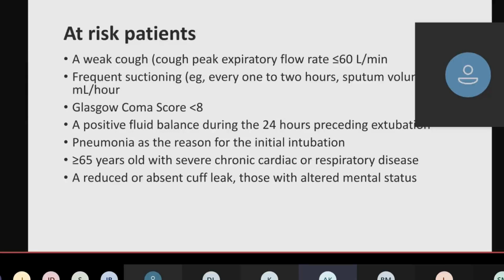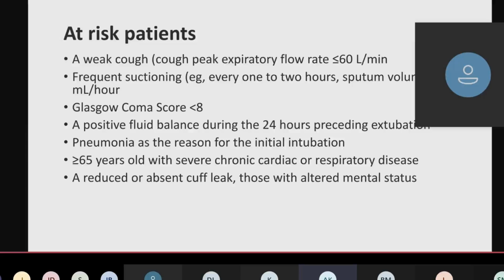And who are all the high risk patients who can fail? Ideally patients with poor cough, peak expiratory flow of less than 60, or patients who need frequent suctioning, sputum volume of more than 2.5 ml per hour, or a Glasgow Coma Scale of less than 8, a positive fluid balance in the last 24 hours, or if the cause for intubation is pneumonia, or the patient is elderly with severe COPD or cardiac illness. These patients are high risk for developing post-extubation complications.